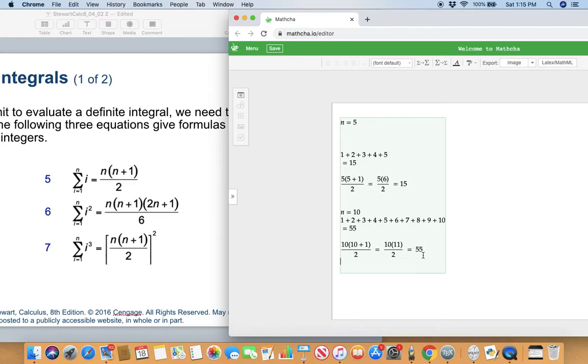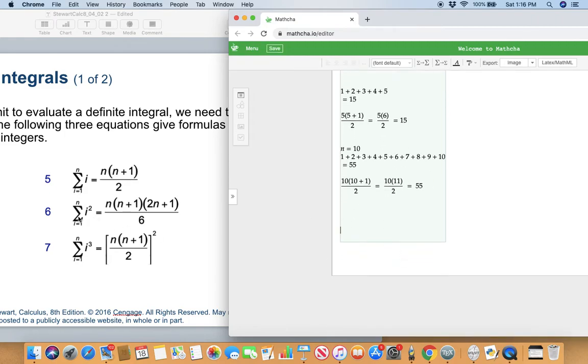Okay, so we agree. Now, of course, examples don't prove a result, but I hope you are convinced that this summation equals this formula is a true statement. That is, it will always work no matter what n. We have checked for n equals 5 and 10. But convince yourself that this will be true for all n.